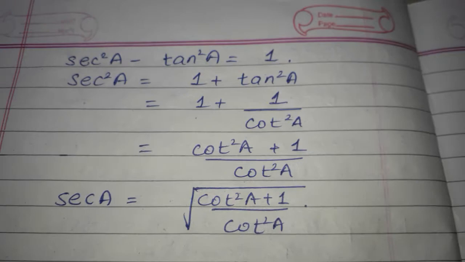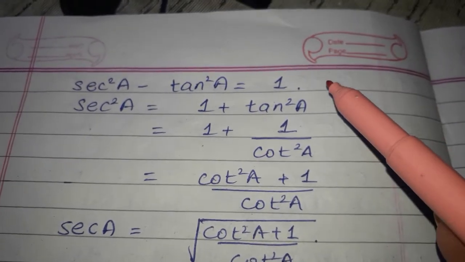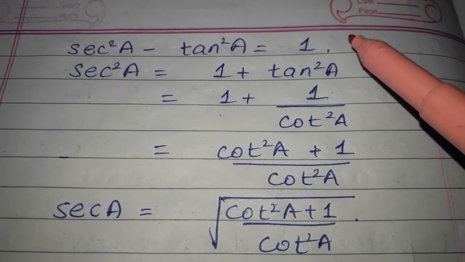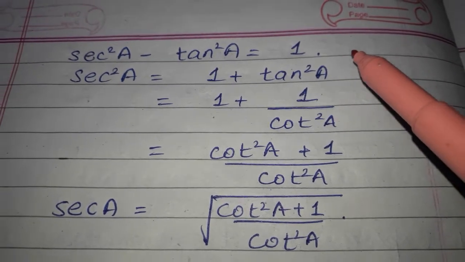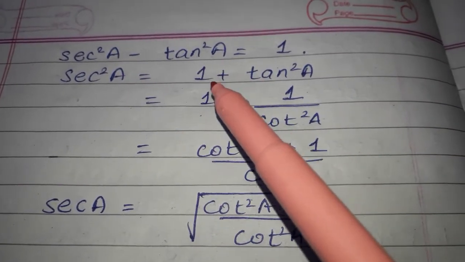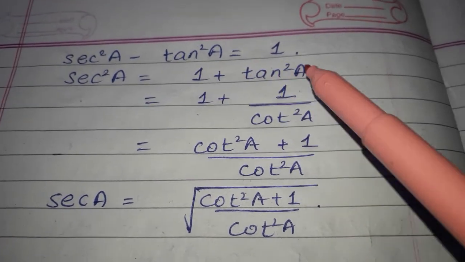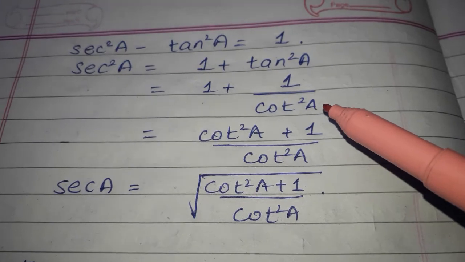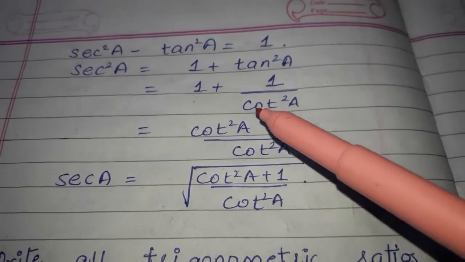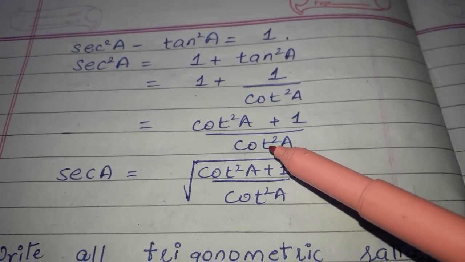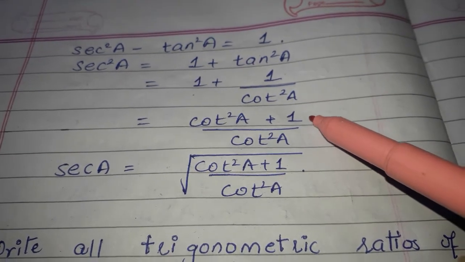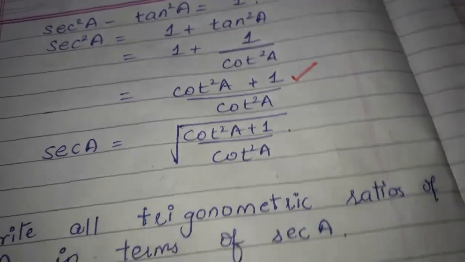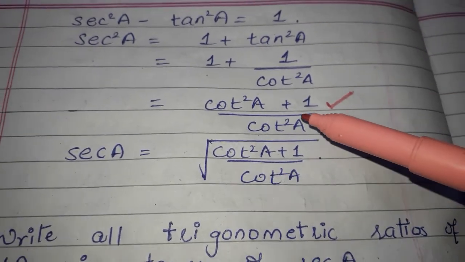Now, on using second identity, that was sec²A − tan²A is equal to 1, I am using this identity and rearranging it, then it becomes 1 plus tan²A. Tan²A can be written as 1 upon cot²A. On taking LCM of this, LCM will be cot²A and the numerator will become cot²A plus 1. Sec²A is equal to cot²A plus 1 upon cot²A.